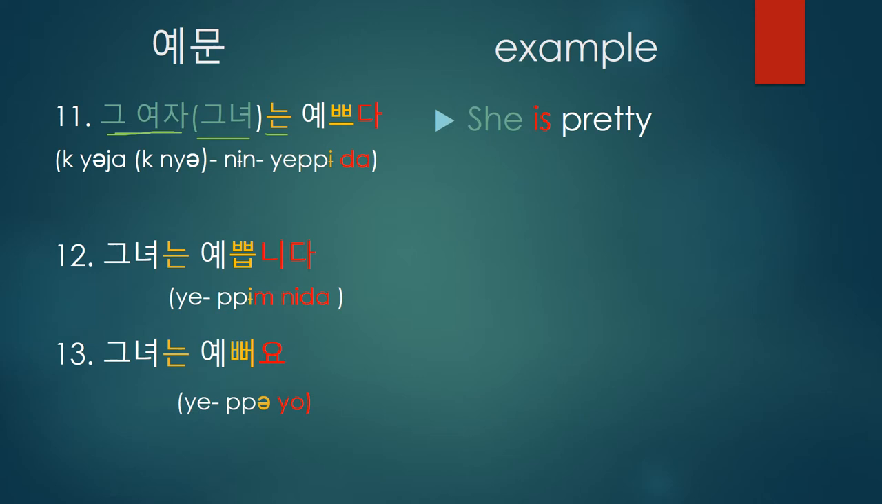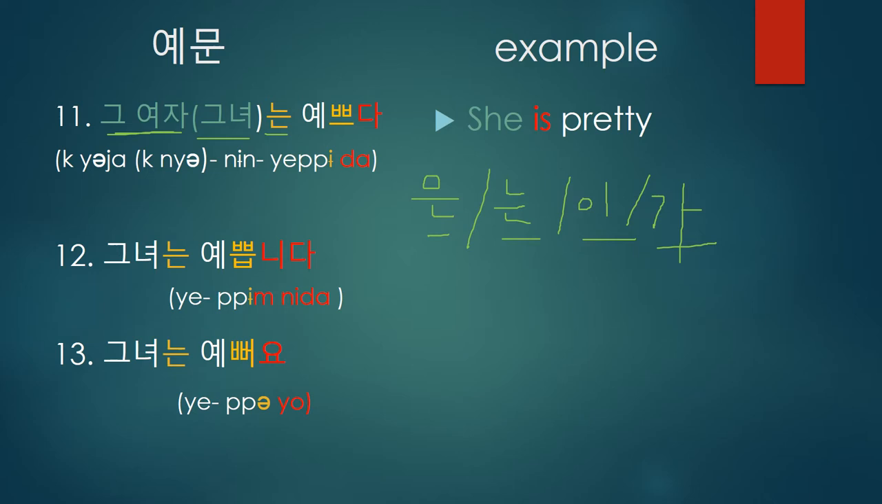All Korean subjects end with 는, 은, or 는. And the other style is 이. And the last one is 가. The difference is the word, the subject, how it ends. It means it's ending with consonant or vowel. That's the difference, the 은, 는, 이, 가. Next time you have the chance to know the difference.